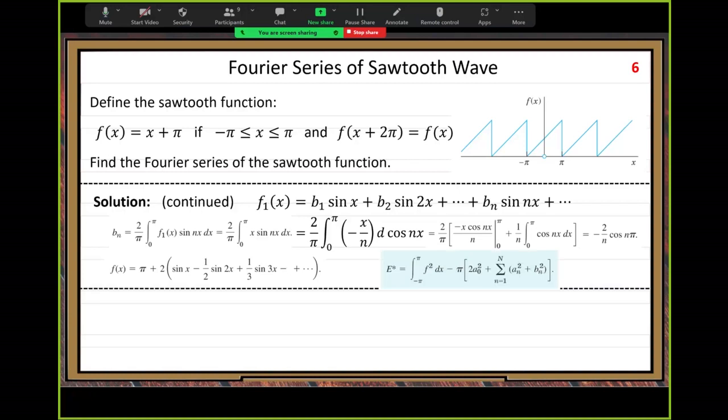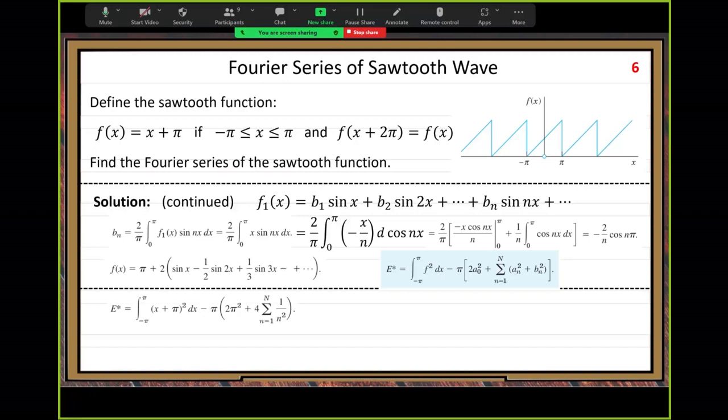Then we want to calculate E star, because we want to calculate the minimum error for the sawtooth function. We can use Parseval's identity, right? So here, the minimum error for the sawtooth function.